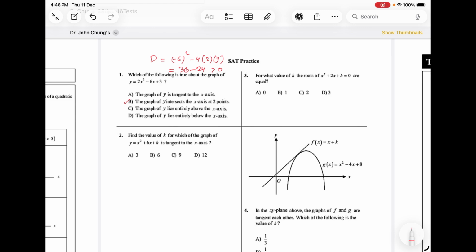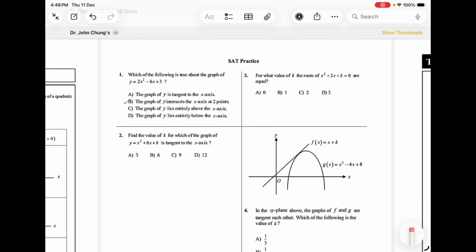Question number 2. Find the value of k for which the graph of this is tangent to the x-axis. Tangent to the x-axis means d is equal to 0. So b square minus 4 into a into c is equal to 0. So 36 minus 4k equal to 0. 4k equal to 36. So k is equal to 9. So option C is the correct choice.